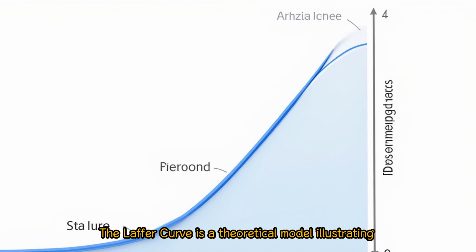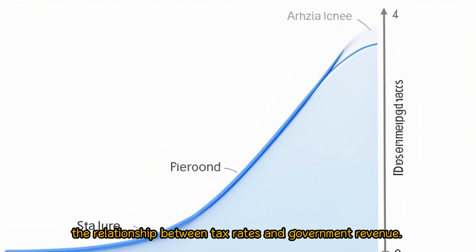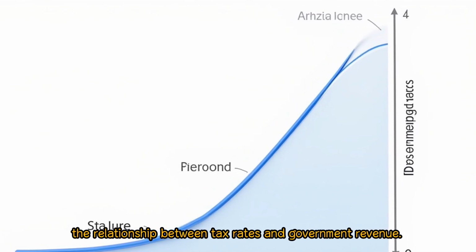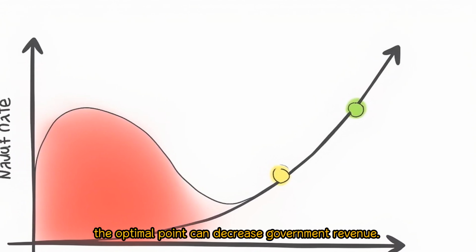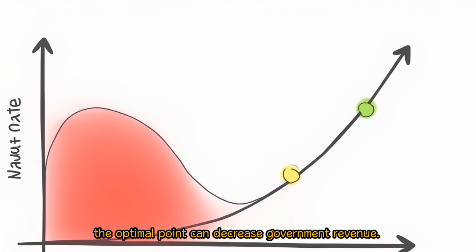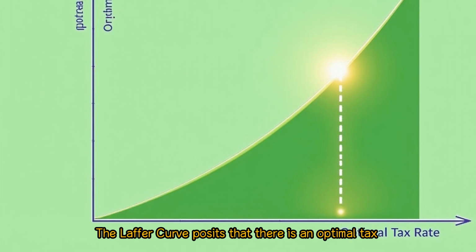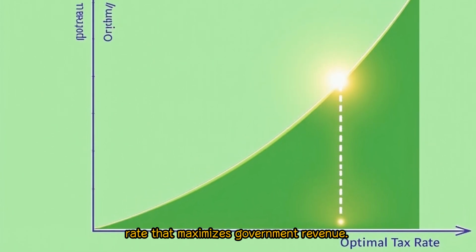The Laffer curve is a theoretical model illustrating the relationship between tax rates and government revenue. The curve suggests that increasing tax rates beyond the optimal point can decrease government revenue. The Laffer curve posits that there is an optimal tax rate that maximizes government revenue.